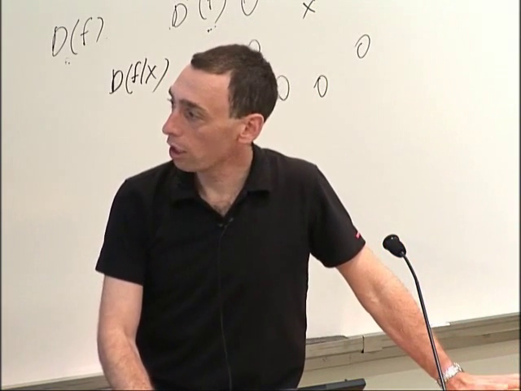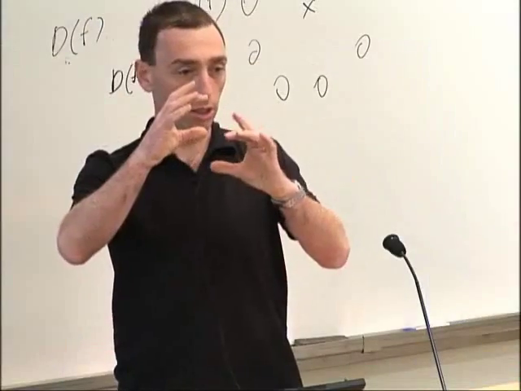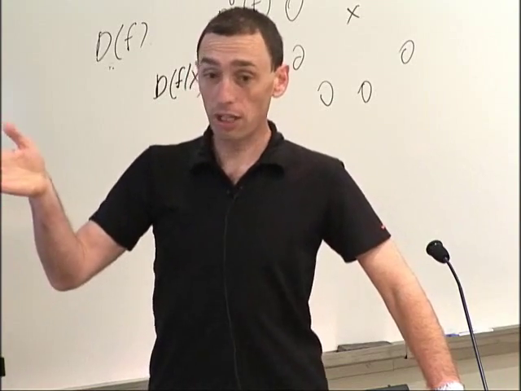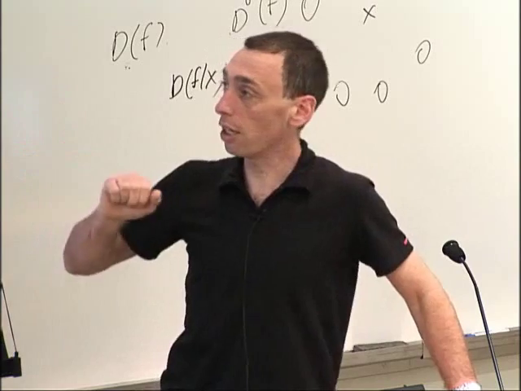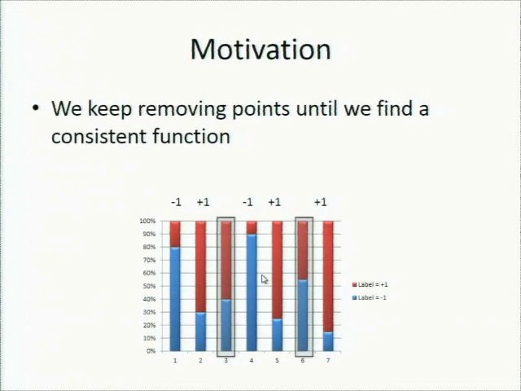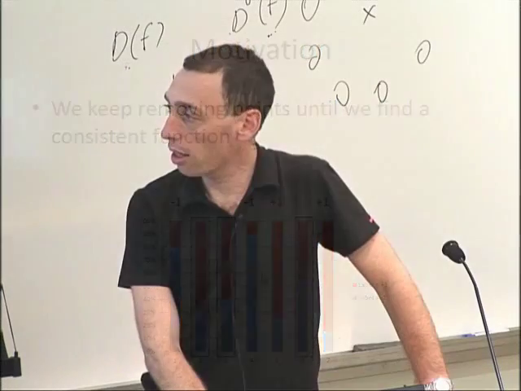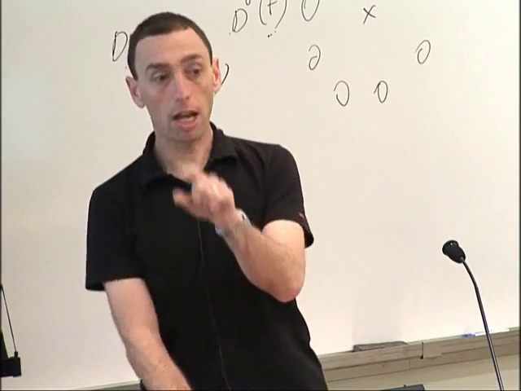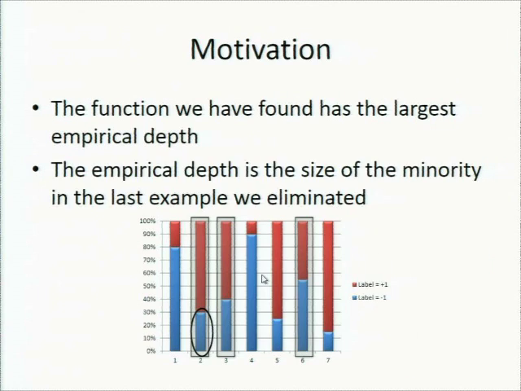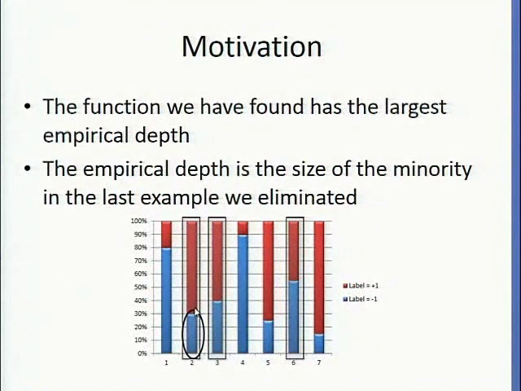So I want to eliminate the point on which there is the smallest margin in the voting. Because I know that for this point, for example, although 55% of the classifiers label it -1, still 45% say +1. So if I got the label +1, this is not too bad. So I can delete this point and ask, can I find a classifier which agrees with all the remaining labels? And I can keep going, and every time I will delete the point on which there is the smallest margin. And I'll keep going until I find a consistent classifier. And not only that, once I found one, I know that it is actually maximizing the empirical depth. I also know what the empirical depth is, and the empirical depth is actually the size of the minority set on the last point I deleted. So, this is basically it.